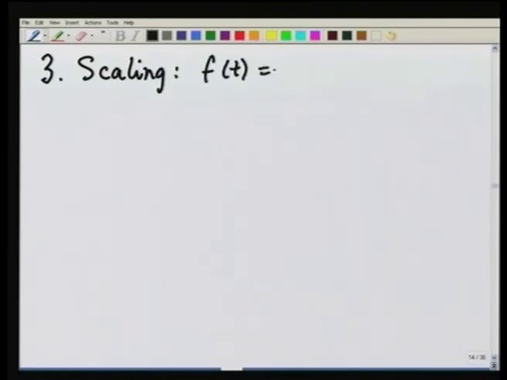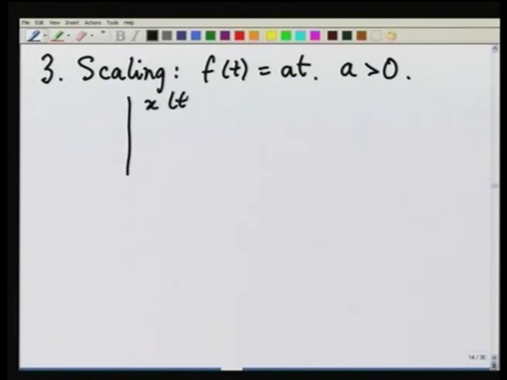The third kind of time transformation is scaling. f of t equals a t, a greater than 0. What does this do? In order to understand this, let us again take an example.